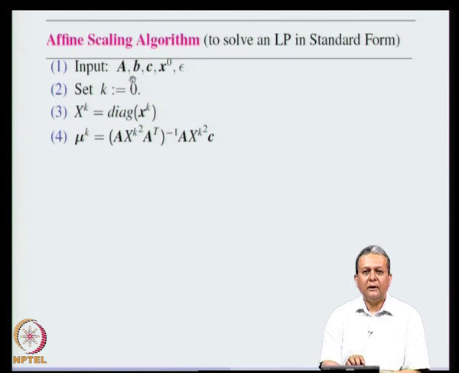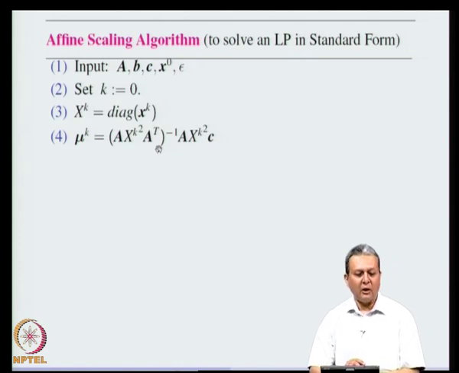So, we are given a linear programming problem in standard form, so the values of A, b, c are known. x0 is an initial point which is arbitrary in the interior of the feasible region. Epsilon will be used for finding the stopping condition. The iteration counter is set to 0. The diagonal matrix Xk is set based on the values of the corresponding components in the vector xk. The dual variable mu k is found using the formula that we saw earlier.